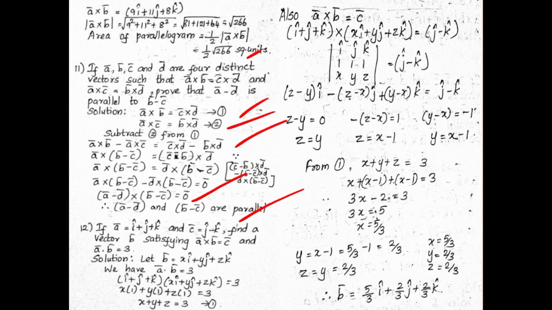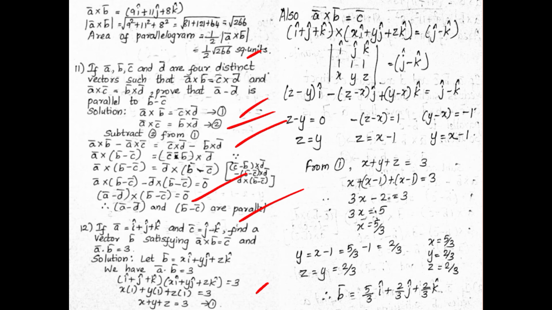We have to find B vector. So let B vector be equal to xi plus yj plus zk. We have A vector dot B vector is equal to 3. Substitute A vector, so (i plus j plus k) dot (xi plus yj plus zk) is equal to 3. Therefore, x into multiply i with i, j with j, and k with k. So x into 1 plus y into 1 plus z into 1 is equal to 3. Therefore, x plus y plus z is equal to 3.